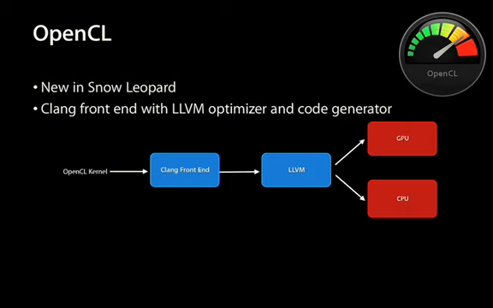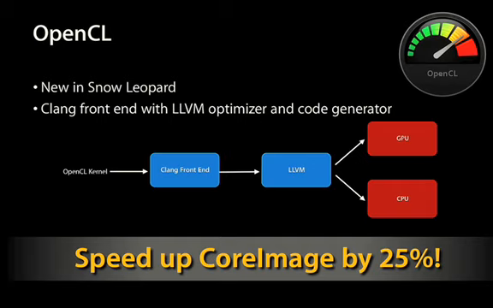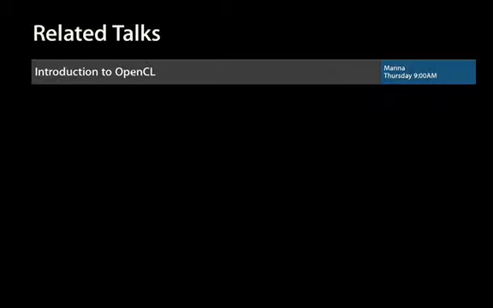And not only that, the whole point of OpenCL is speed. You want to run your program fast. So the compiler must produce great code and must compile really, really fast. In Snow Leopard, we have replaced the Core Image implementation, a very well-tuned custom JIT implementation, with one that's built on top of OpenCL. And the result is a 25% speedup. That shows how powerful OpenCL is and how powerful the LLVM technology is. If you're interested in learning more about OpenCL, I encourage you to go to the Introduction to OpenCL talk on Thursday.